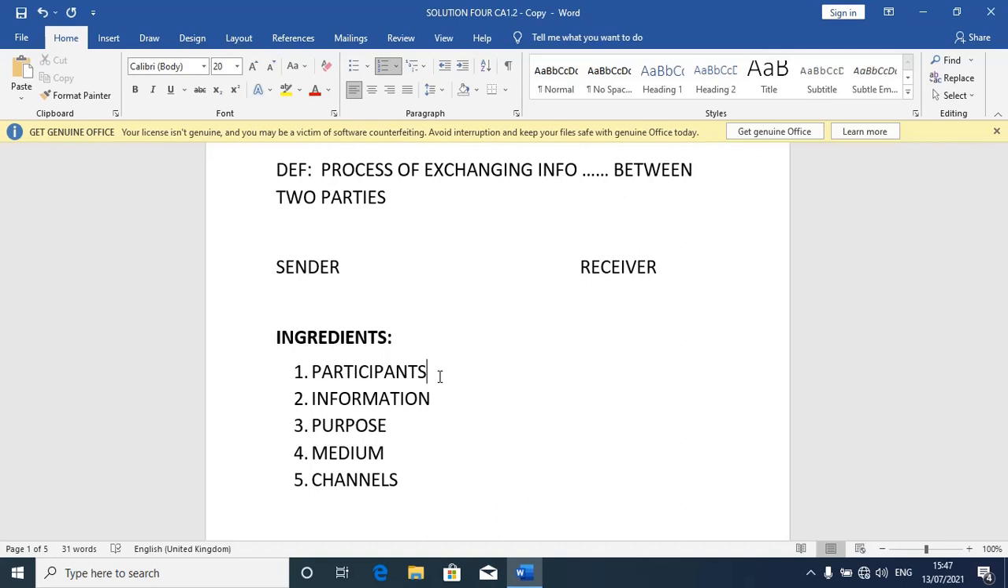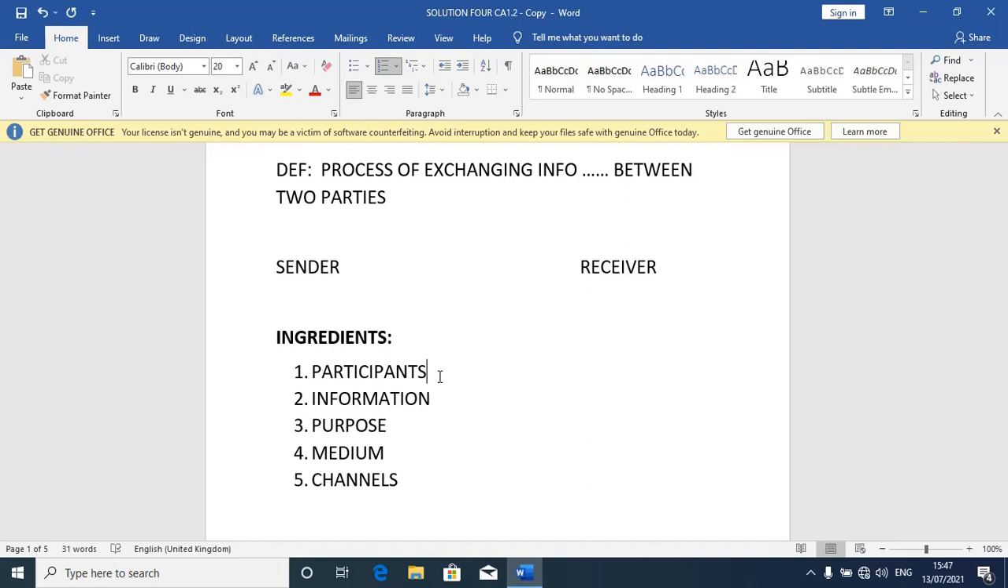Ingredient of communication number 3 is the purpose of communication. The purpose of communication talks about the motive for communicating. Why are you engaging in communication? What are we trying to achieve in that communication? That's the purpose of communication.